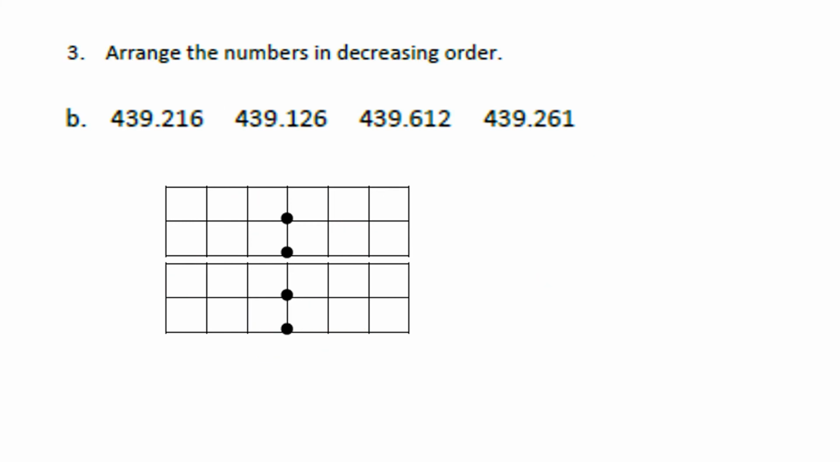Now this time it says decreasing order. So that means larger to smaller. So it doesn't really change what we're doing too much. We're going to go ahead and fill out our place value chart.